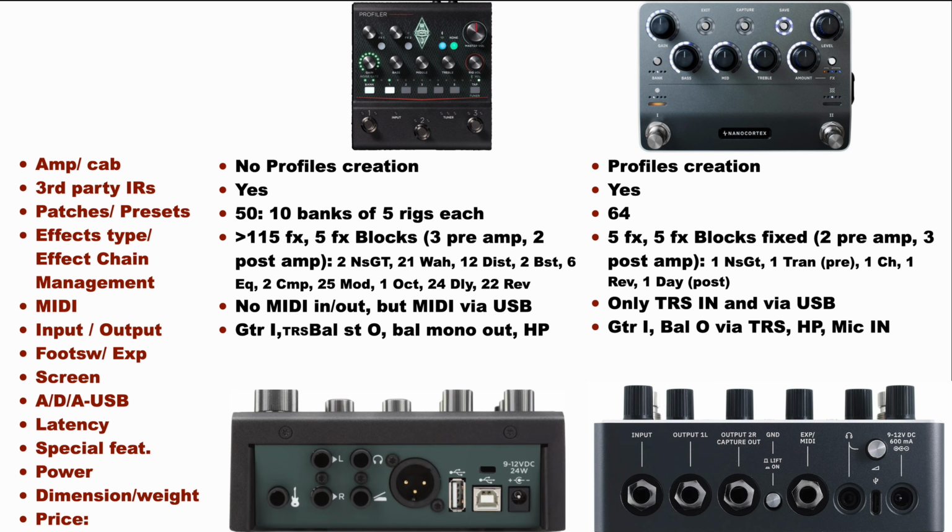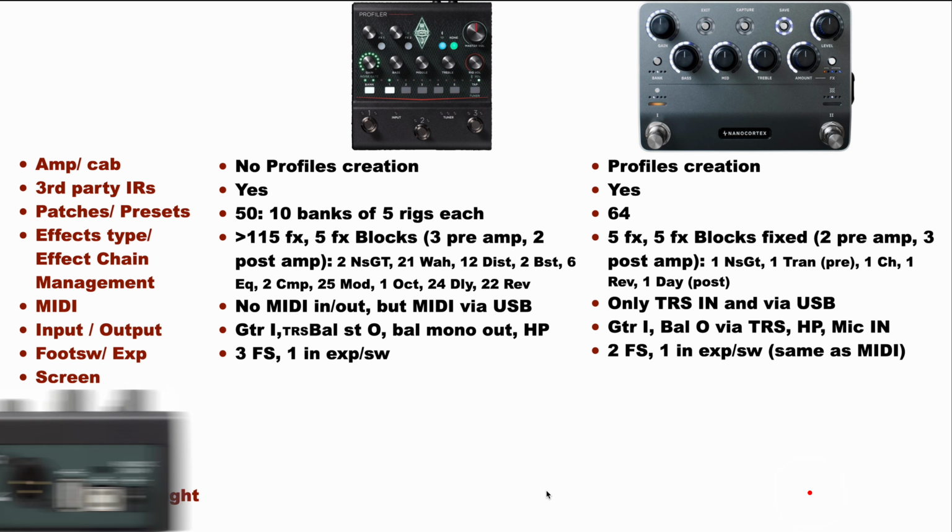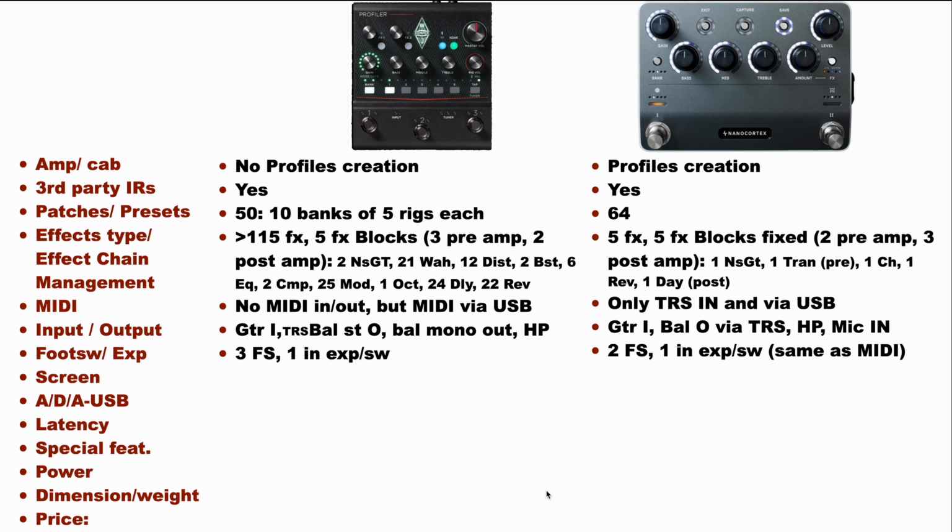In terms of I/O, the Kemper has a stereo balanced out, a mono balanced out and a headphone out. The Nano has a stereo balanced out via TRS and a headphone out. The Kemper has 3 foot switches instead of the 2 of the Nano. Both units offer an input for an external controller. The Nano uses the same socket both for MIDI in and for the external controller.